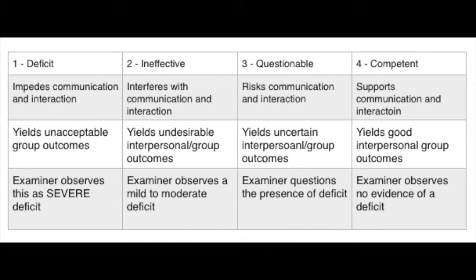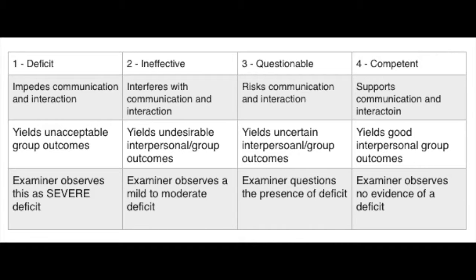1 would be a deficit score. A deficit performance impedes communication and interaction and yields unacceptable group outcomes. The examiner observes this as severe deficit. 2 would be an ineffective score. An ineffective performance interferes with communication and interaction and yields undesirable interpersonal or group outcomes. The examiner observes a mild to moderate deficit.